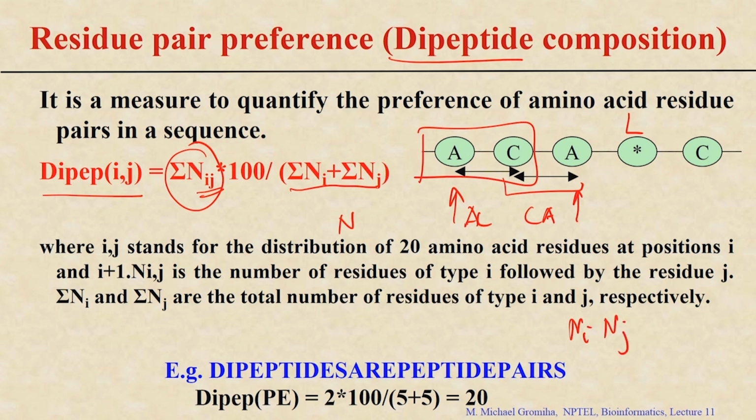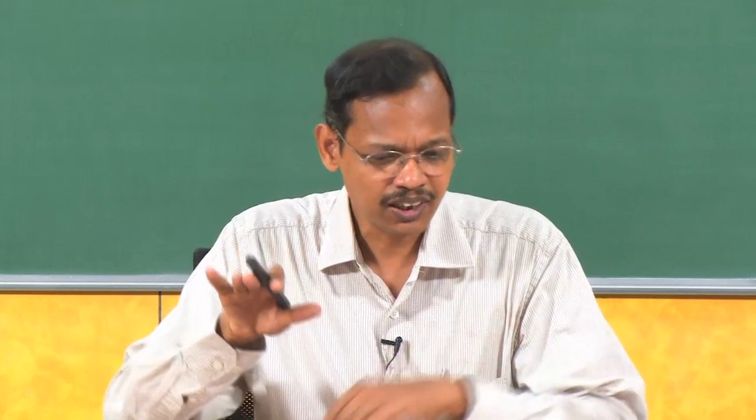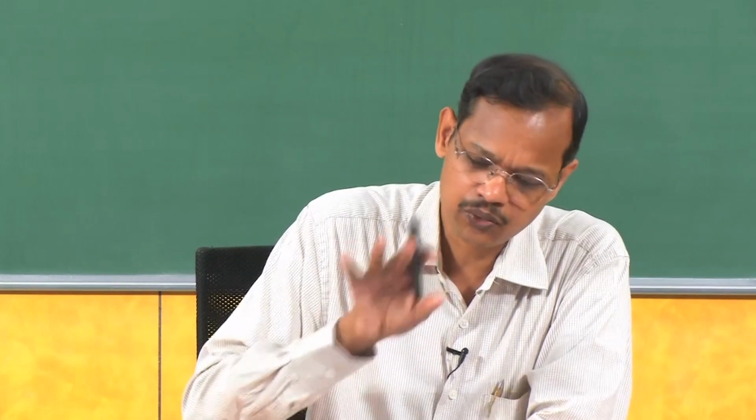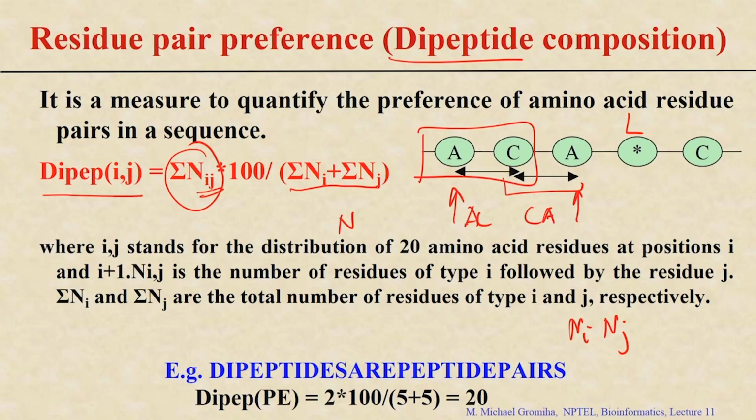So, there are different ways to normalize, but they are related to each other. Eventually the one which gives the importance is Nij, the number of times residue i comes close to j. This is the distribution of residues at the positions i and i plus 1. Here Ni is the number of residues of type i and Nj is the number of residues of type j.